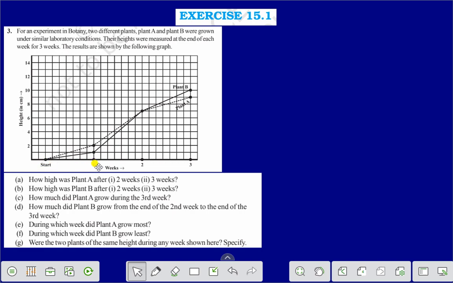To start, this is the first week, second week and third week. This is in centimeters: 2, 4, 6, 8, 10, 12 and 14. Let us find the answers to the various questions. The first question is A.